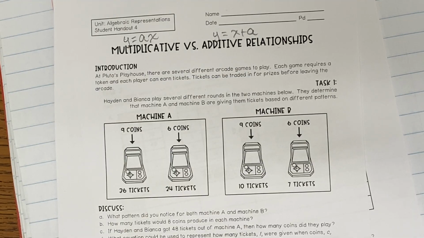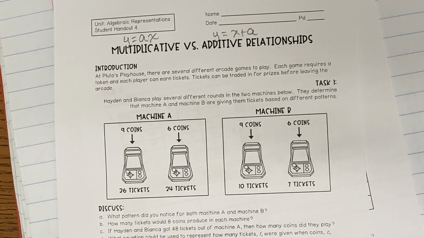So today we're going to look and see if it's multiplying or if it's adding, and then figure out what that constant is going to be and plug it into our equation. This is going to be set up with tasks. In the introduction, at Pluto's Playhouse, there are several different games to play. Each game requires a token, and each player can earn tickets. Tickets can be traded in for prizes before leaving the arcade.